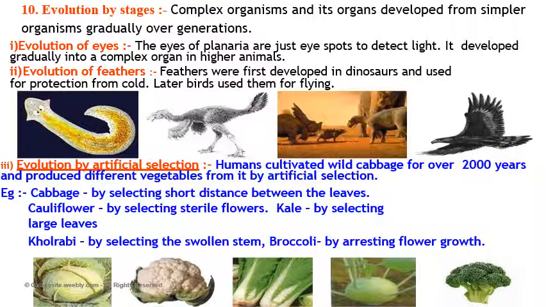Evolution by stages. Complex organisms and their organs develop from simple organisms gradually over generations. For example, the evolution of eyes. The eyes of planaria are just eye spots to detect light. They developed gradually into complex organs in higher animals.